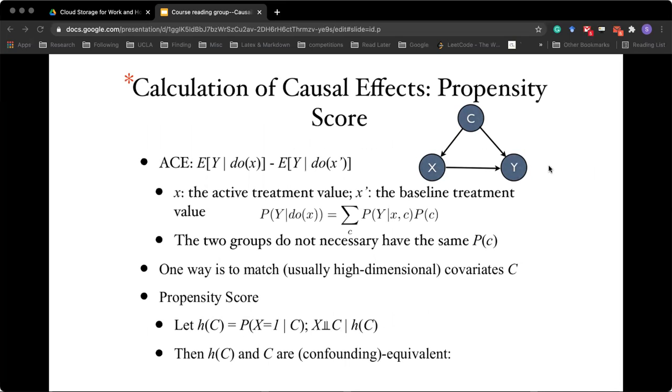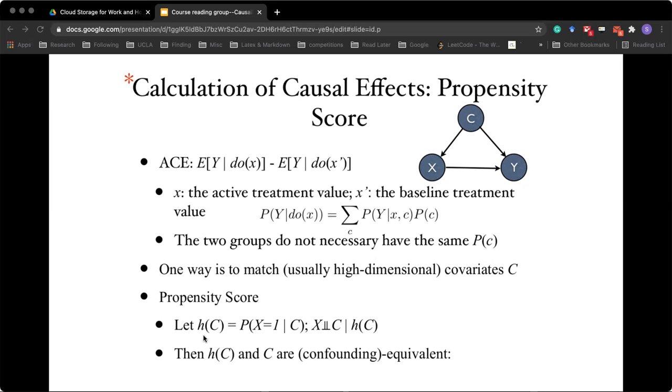Maybe an extension is about the conditioning, but maybe it's not very important here. If we want to condition on C, then C could contain a lot of variables, so it could be high dimensional. If we want to condition on a very high dimensional variable set, then you need to do a lot of computation and it could be very hard. So there is a way to reduce such computation, and it is equivalent: use the propensity score.